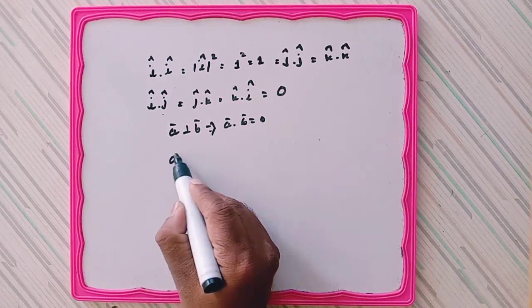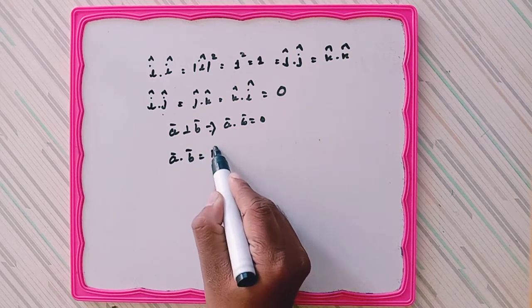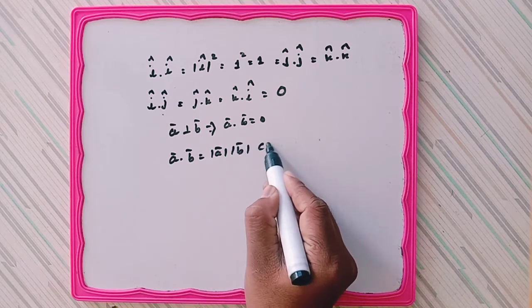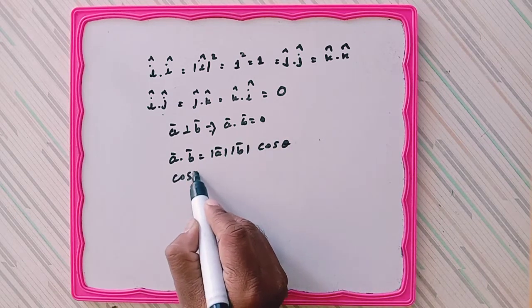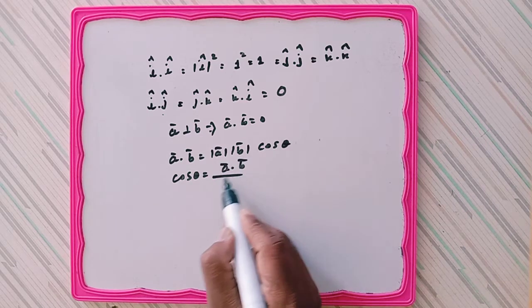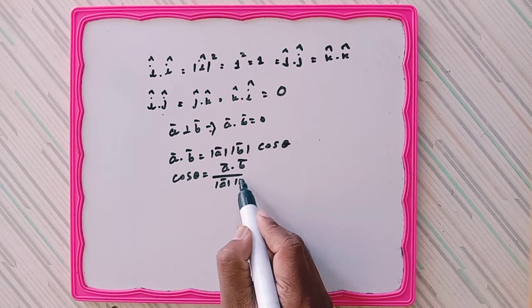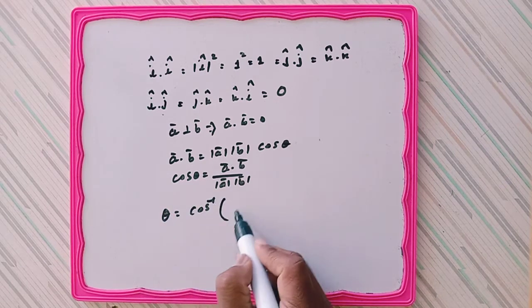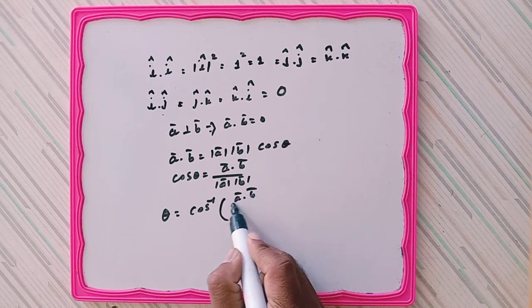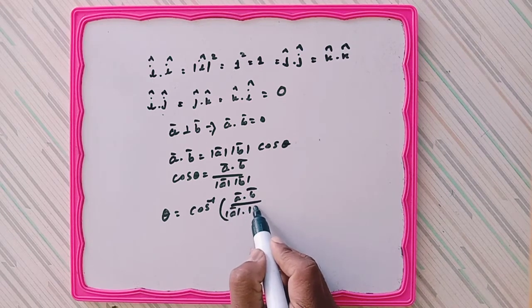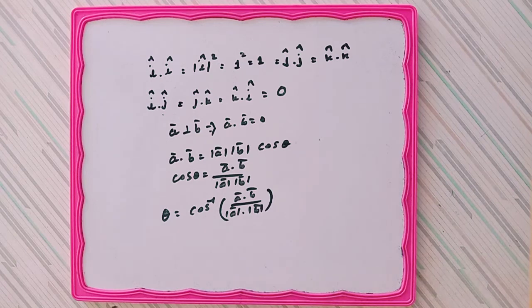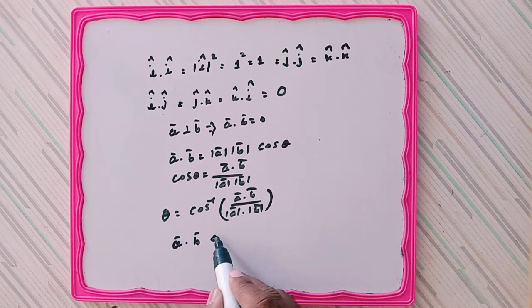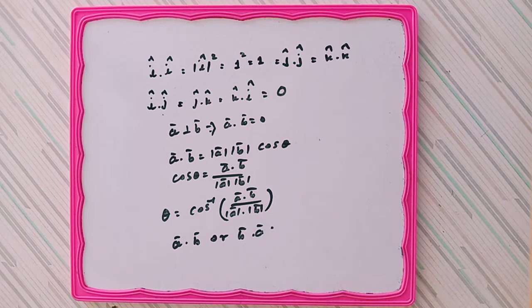Now we know that A bar dot B bar equals magnitude A bar, magnitude B bar, cos theta. Then cos theta value we will have A bar dot B bar upon magnitude A bar, magnitude B bar. And so the angle between two vectors we will get theta equals cos inverse of A bar dot B bar upon magnitude A bar into magnitude B bar. Also we know that scalar product is commutative, that means A bar dot B bar or B bar dot A bar, the answer will be the same.